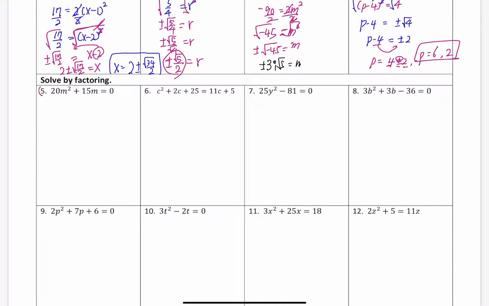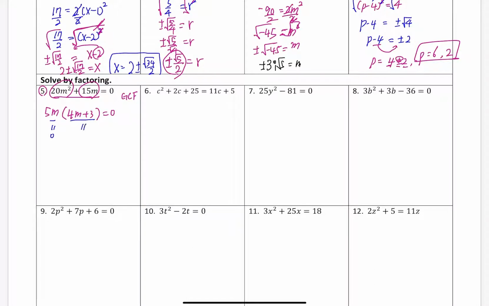Okay, in question number 5, 20m squared plus 15m equals 0. Left side is binomial, so use greatest common factor to factor them. So 5m, I think 5m is greatest common factor out of these two terms. So take out 5m, and then in parentheses you put remaining terms. So 4m plus 3 equals 0. And then you use 0 property.